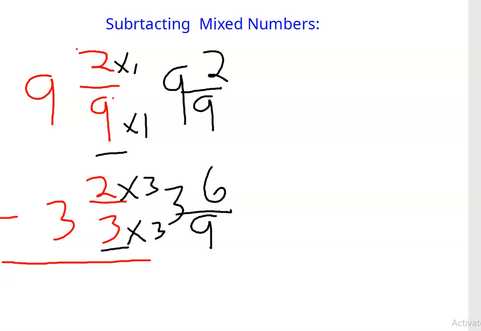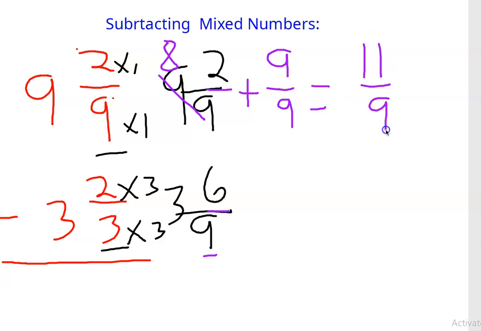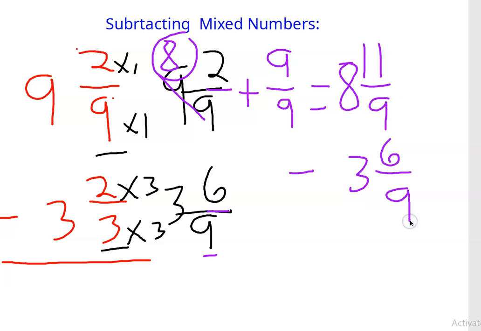So now the issue is we can't take 6 from 2. So hopefully you regroup. 9 minus 1 is 8. And then we have to add 1 on this side in using the same denominator. So 9/9, again, that's 1, is 11/9. And remember, we used 8. We regrouped here. So it's 8 and 11/9 minus 3 and 6/9.